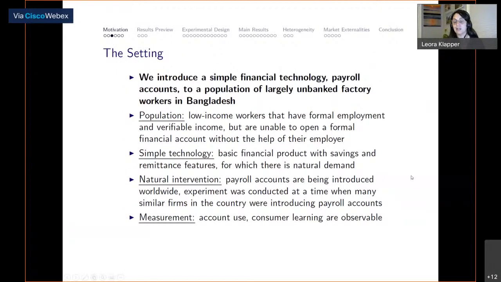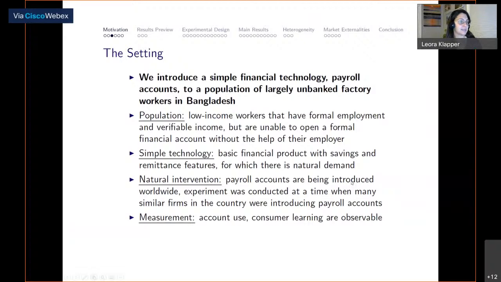And so we introduced a simple financial technology. It's simply that workers who previously were paid in cash are now going to be paid directly into a bank account. As mentioned, for this population of low-income workers, we introduce a payroll account. This is a very natural intervention. There's been rapid digitization, and this was pre-COVID, and there's already an increase in the adoption of digital payroll, which was unexpected to us at the time. There's a surge in the adoption of electronic payroll during COVID, when it simply became unsafe to have workers line up to receive their wages. And we're going to measure account use and consumer learning using both survey data and administrative data.